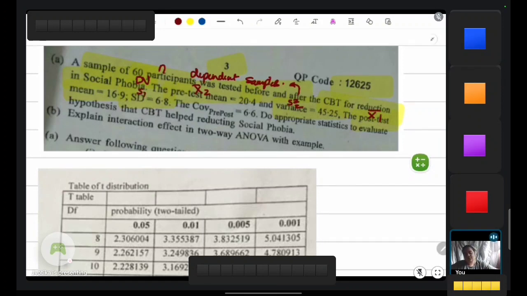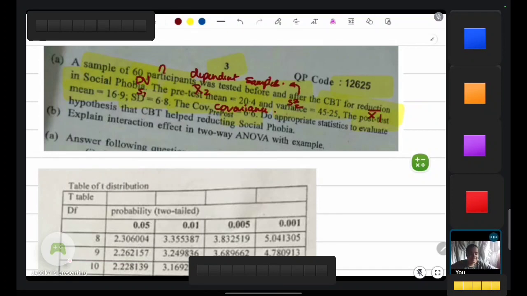Okay, then they've given the covariance pre-post is 6.6. Why is it pre-post in the subscript? Because covariance is shared. So we don't have a separate covariance for each group. So this is the covariance. They've anyways given it in notation and they're saying it is 6.6. Okay, now reading the question very carefully.